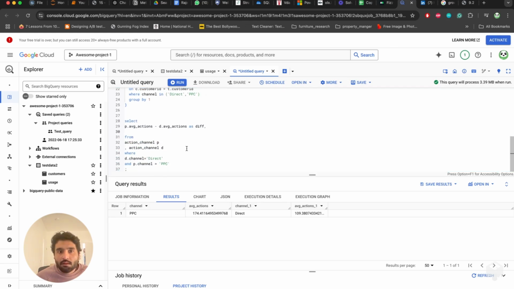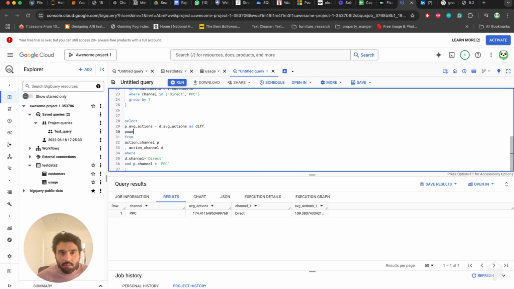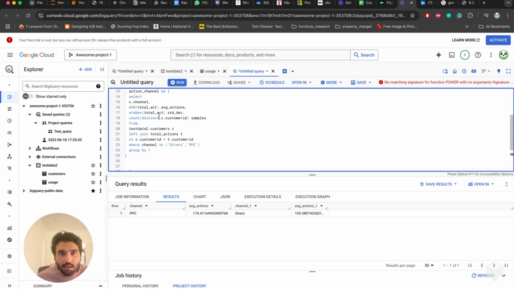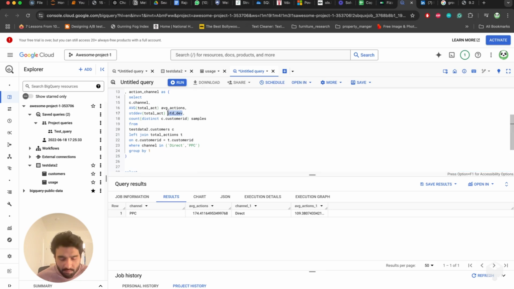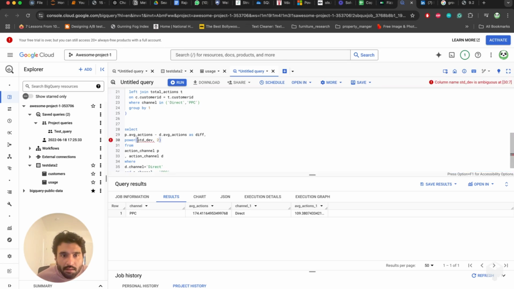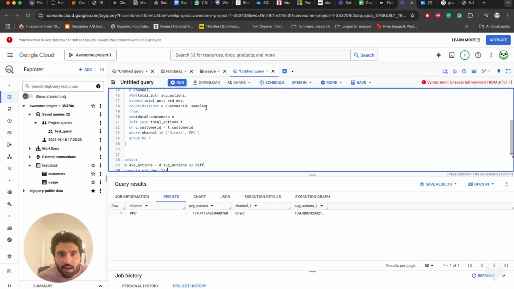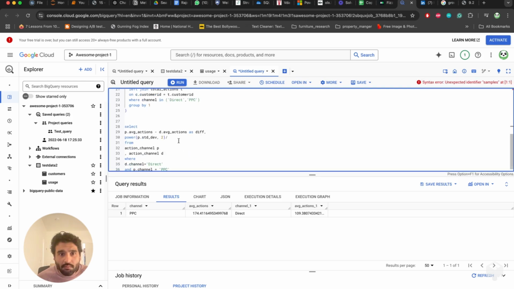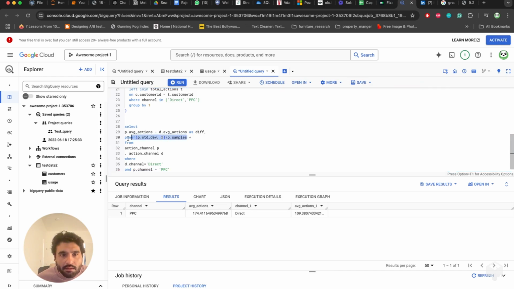So we need the square of the standard deviation. There's an inbuilt function called power, where you just input the expression and raise it to the power of 2, because that's square. We want the square, and then you can write it as p, and then we need to divide it by the samples. So we're going to divide it by the sample of p, which is PPC, and then we're going to do the same for the direct.